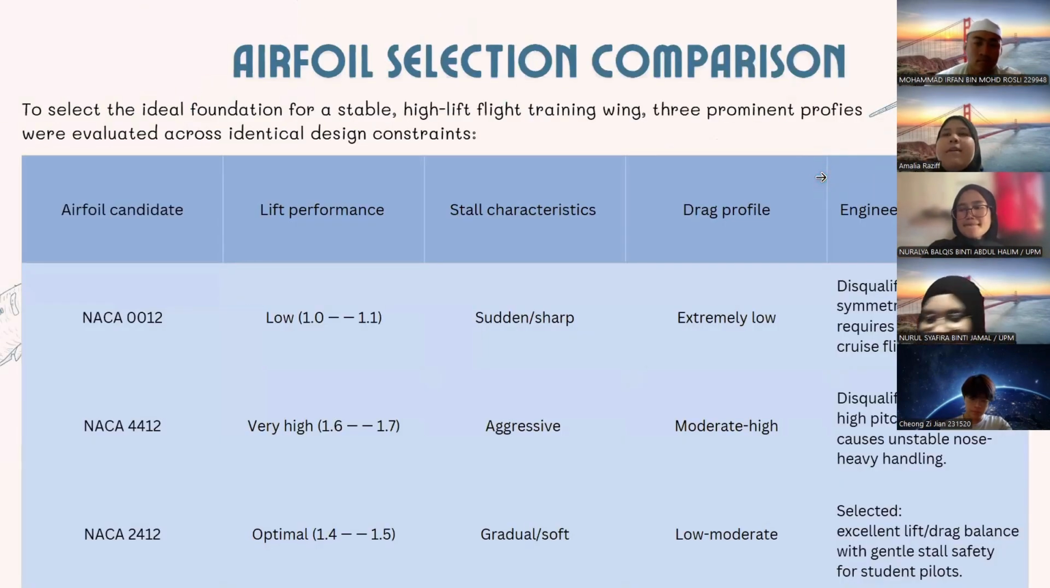Next, my name is Amalia and I'll present the airfoil selection comparison. We evaluated three candidate airfoils. The symmetric NACA 0012 was rejected because its lack of camber requires high cruise angles of attack, which creates excessive drag. Conversely, the heavily cambered NACA 4412 offers high lift but causes an unstable nose-down pitching moment. Therefore, we selected the NACA 2412 as it delivers the optimal balance: an ideal maximum lift coefficient range of 1.4 to 1.5, low drag, and highly predictable handling stability.